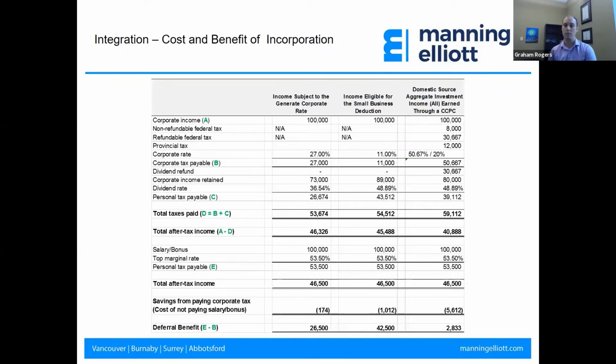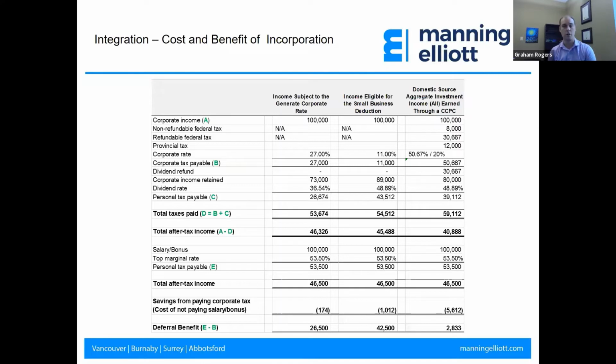At the bottom, you will see the deferral benefit of having a corporation, which is the difference between the tax on the salary earned directly versus paying the corporate tax and not paying out that dividend. So here we see a potential deferral benefit of $26,500 because a corporation has the flexibility to not pay the corporate income out as a dividend, leaving more after-tax dollars to retain in the corporation and reinvest in the business.